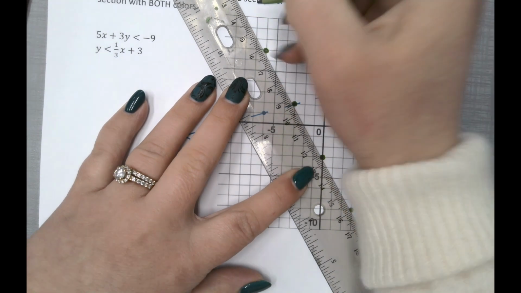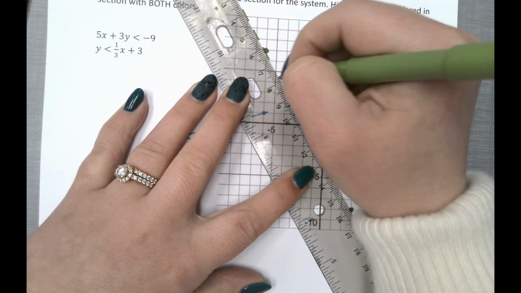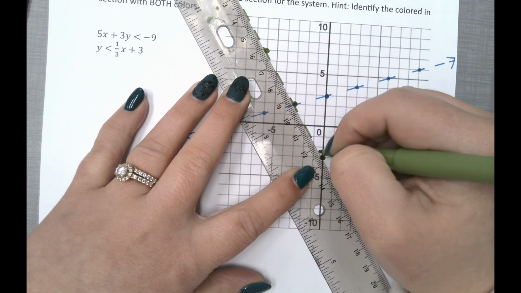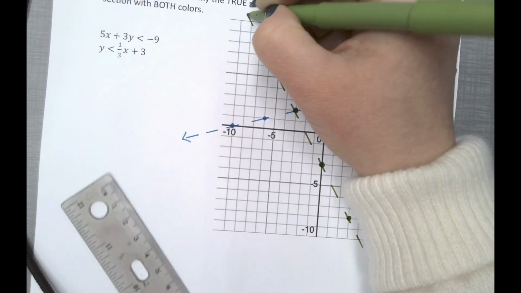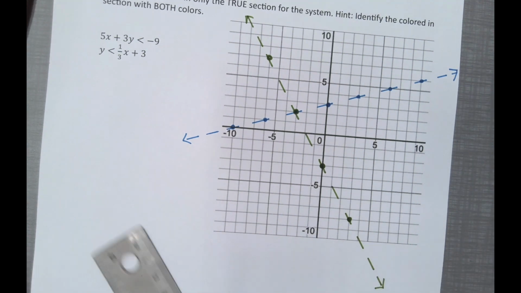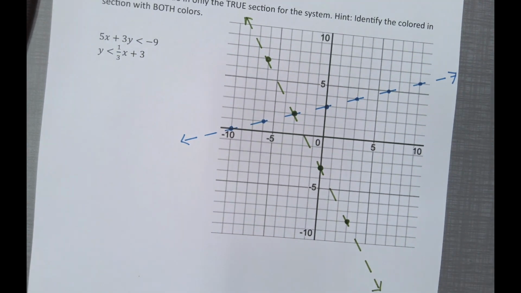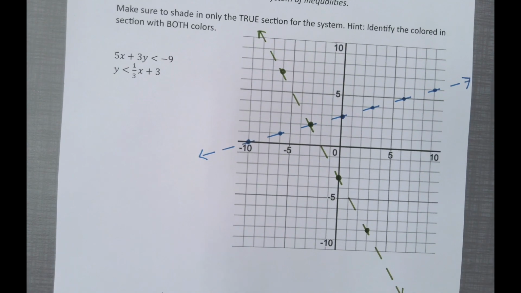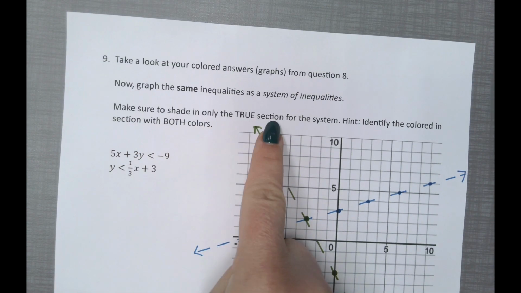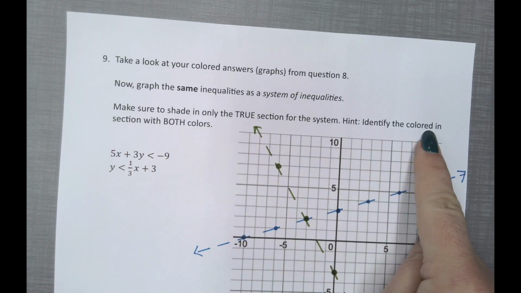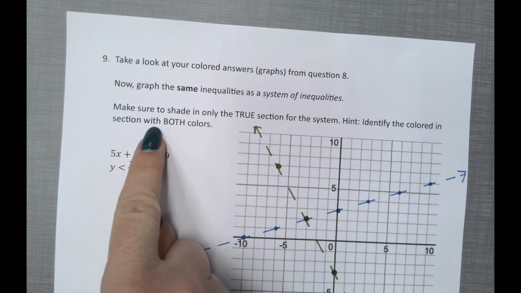We really don't care about that. This was dotted. We don't care about that because this is a system of inequalities. So that means we are not looking for a point as an answer. We're looking for a colored region. So again, make sure to shade only the true region for the system. Identify the colored in section with both colors.